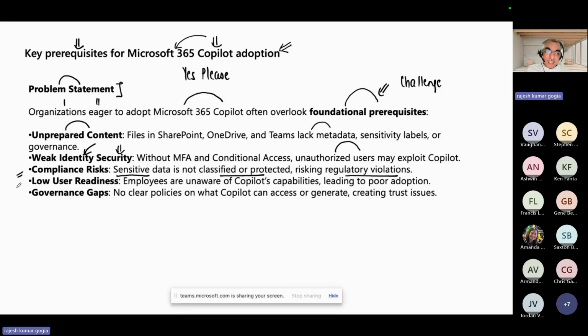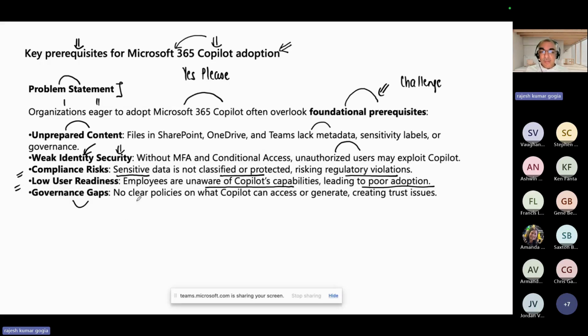Now, another challenge is low user readiness. The users are not ready, or maybe they are completely unaware. This is something which is not always highlighted, but yes, it is one of the key factors. Employees are unaware of the Copilot capabilities. If they are unaware of the capabilities, it is definitely going to lead to poor adoption, isn't it? And for the organization itself, there is a huge gap of governance.